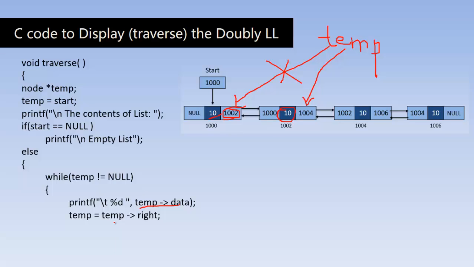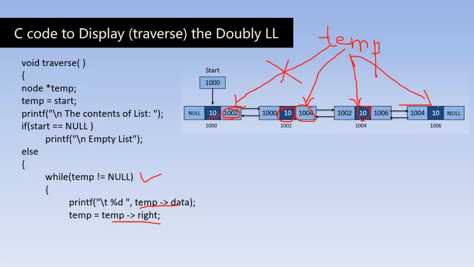Next, temp of right again in temp. What is temp of right? 1004. Again store that in temp, which is pointing here. Is temp not equal to null? Yes, it is. So print temp of data. Print this 10 now. Again store temp arrow right again in temp. So now temp is pointing here.